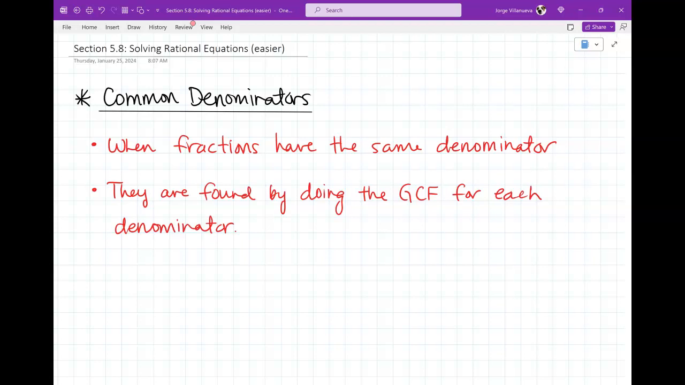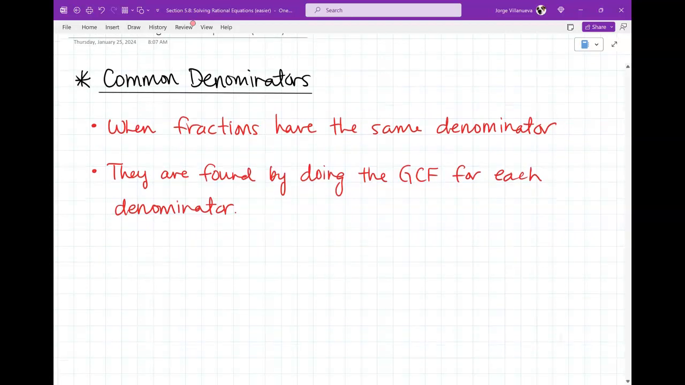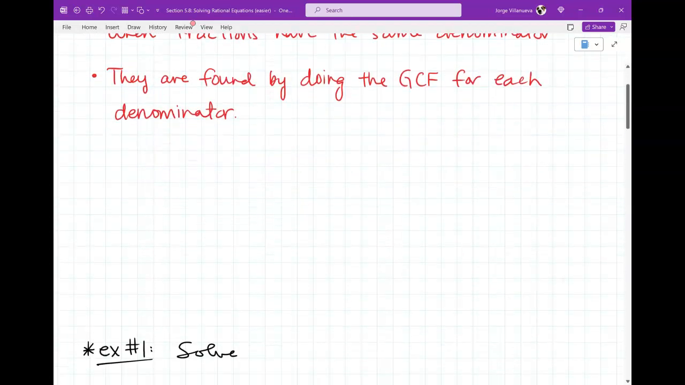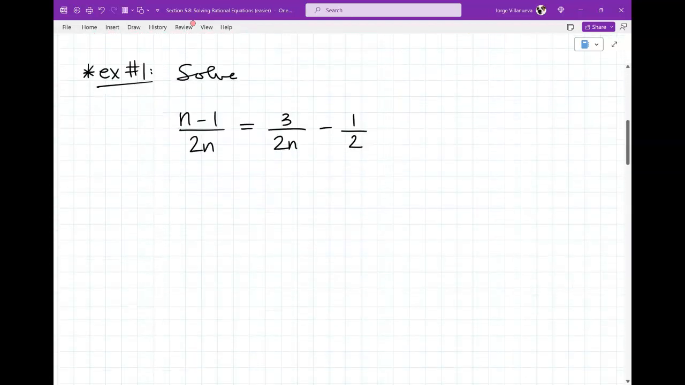So again, common denominators: fractions have the same denominator. We want that, okay? And they are found by doing the GCF for each denominator. So here we go. We're going to solve this: n minus 1 over 2n equals 3 over 2n minus 1 over 2.